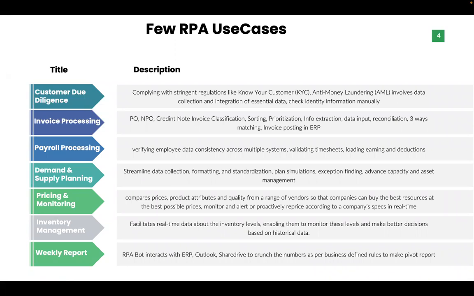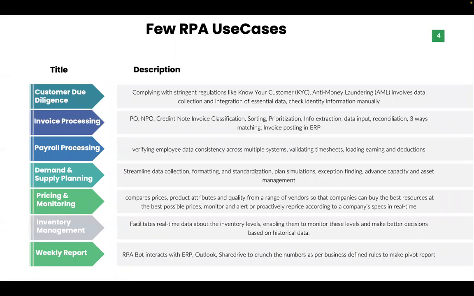Okay, so I'll give a little description of this invoice processing activity. When an invoice is received from a vendor in the buyer's email box, the invoice has to be classified: what kind of invoice it is, whether it is a purchase order or non-purchase order. Then the sorting has to be done by which region it came from. After that, the prioritization has to be done: how urgent is it to process that invoice?